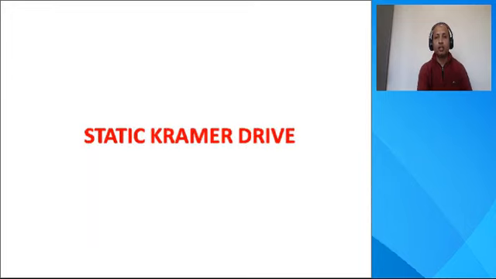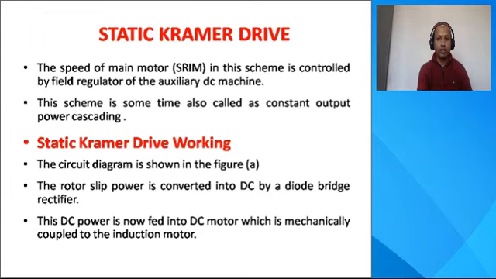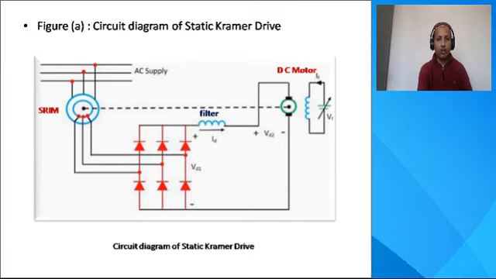Now we will discuss the static Kramer drive. We can see the circuit diagram of static Kramer drive. Here is the circuit diagram. In this diagram we can see that here is one slip ring induction motor and one DC motor, which is basically known as the auxiliary motor or the secondary motor. These two motors are coupled to each other.